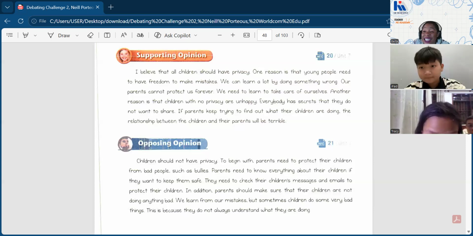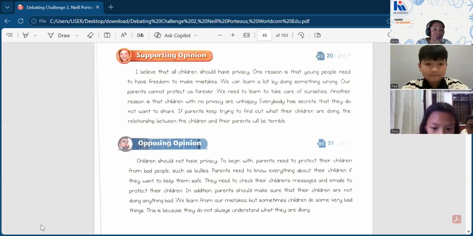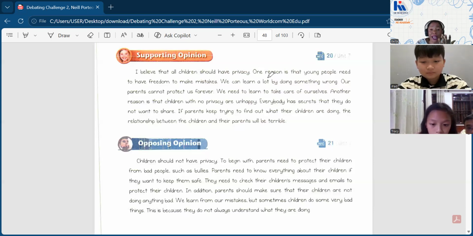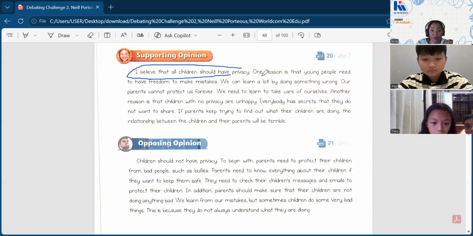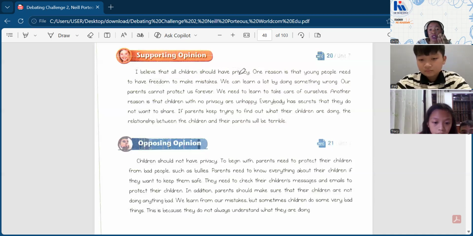Tracy, you're reading it again. I only want you to explain. I showed you how to explain before, right? I told you that if you want to explain, you should first of all look at the main idea, right? Now, this is the main idea, Tracy. This is the main idea. And the main idea says, I believe that all children should have privacy. Do you understand? What does this mean?